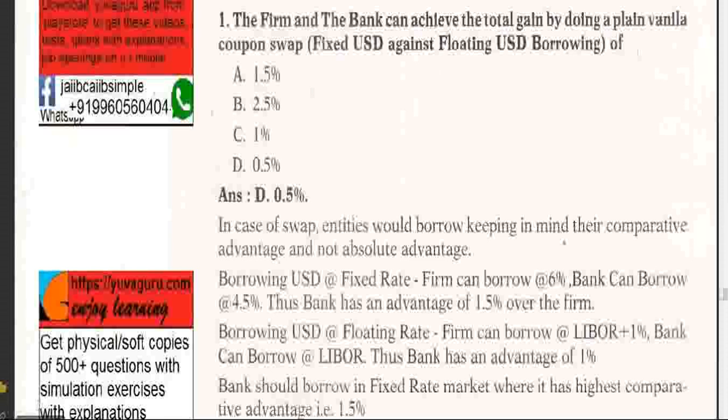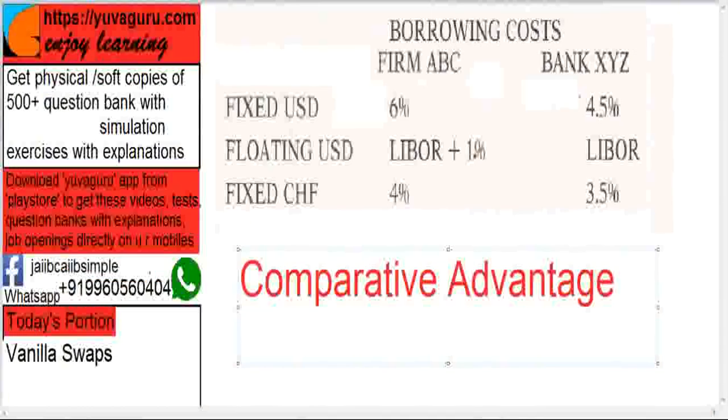Now, remember one important point. Swapping or vanilla swapping means comparative advantage. This word is very important. Now, what is comparative advantage? Suppose you are working in this bank XYZ and you are getting fixed USD at 4.5% while the other customers, meaning the market, are getting it at 6%. Then again you are getting floating USD at LIBOR and other customers are getting it at LIBOR plus 1.